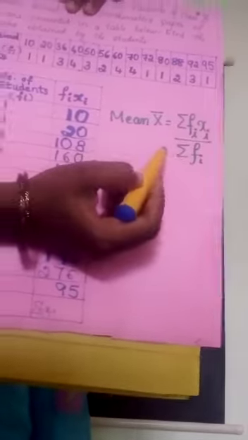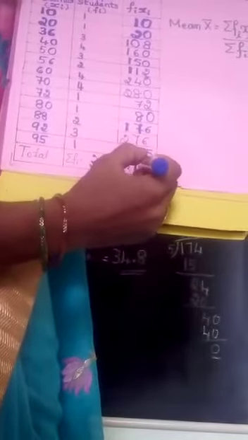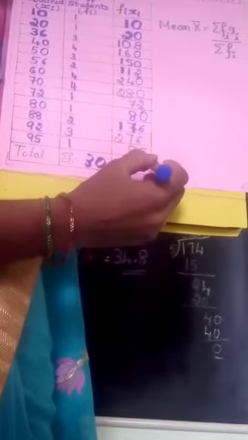Dear students, in this problem, to find the mean, the formula is sigma fi xi divided by sigma fi. To find sigma fi xi, we need to find the sum of this column. And to find sigma fi, we have to find the sum of the column fi. This column sum we will get as 30, and sigma fi xi we will get as 1779.